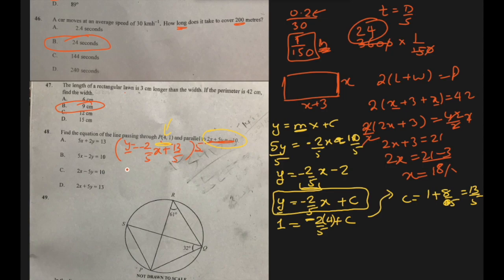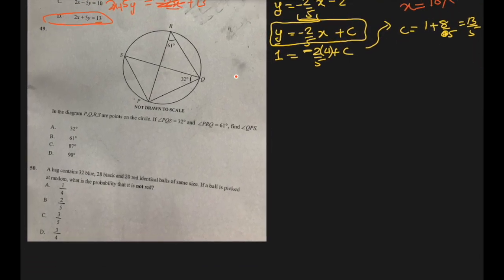5 times y is 5y equal to, now this 5 and this 5 cancel, so minus 2x. This 5 and this 5 also cancel, plus 13. And 13 is on the right side and 2x goes to the left, so it becomes 2x plus 5y equal to 13.